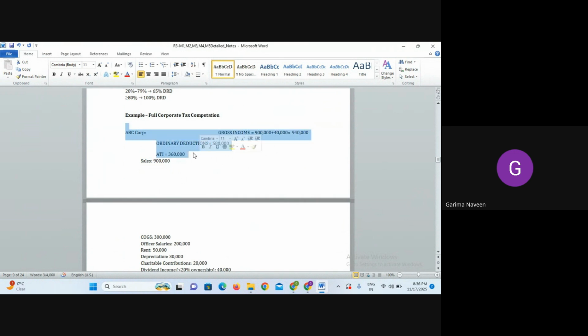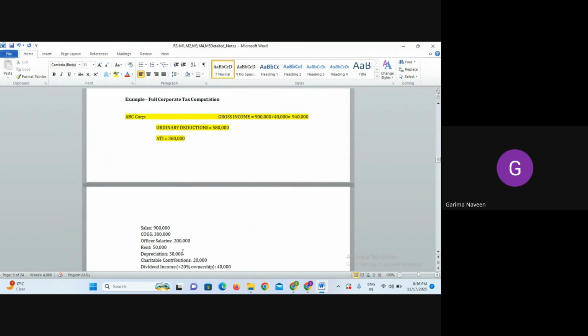Any doubt till here? Then you have your charitable deduction, which is up to 10% of ATI. If you calculate this limit on your ATI, it gives you $36,000. That means up to $36,000 you can deduct your charitable expenses, so you can fully deduct these expenses. Deducting your 20,000 of charitable expenses gives you a net taxable income of 340,000.